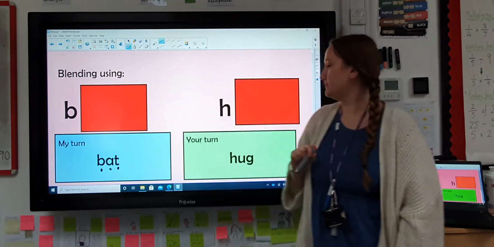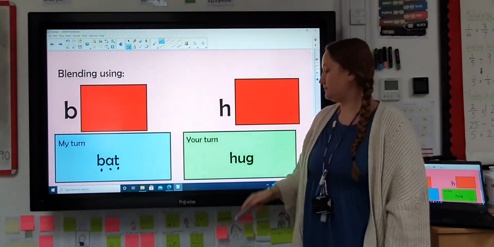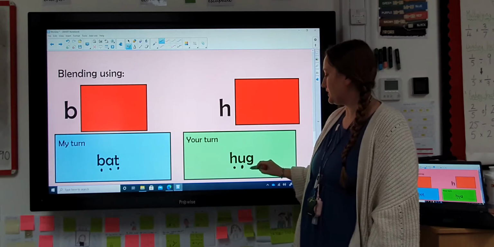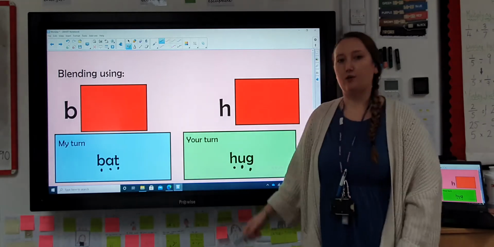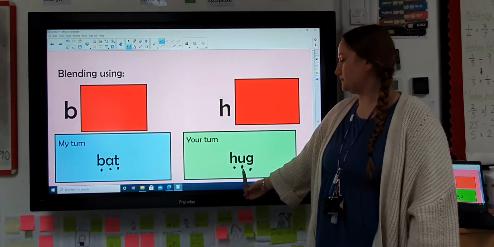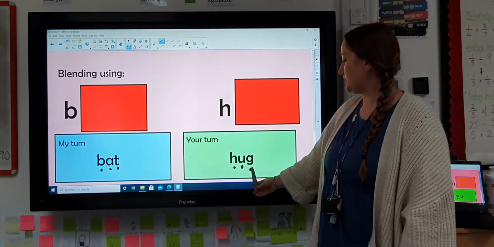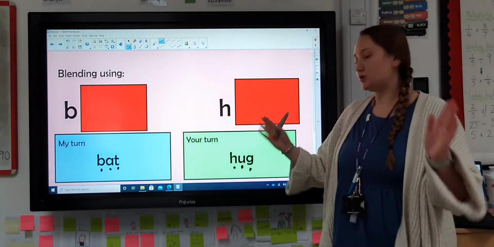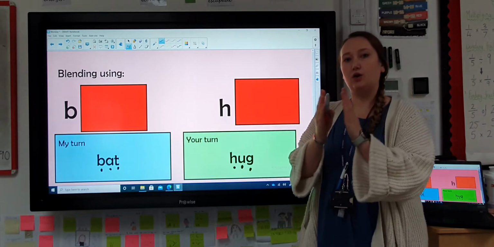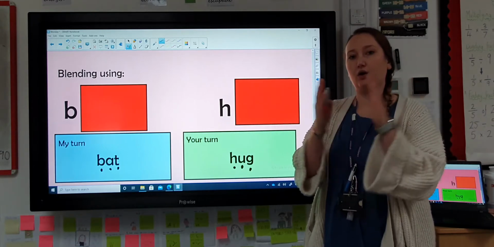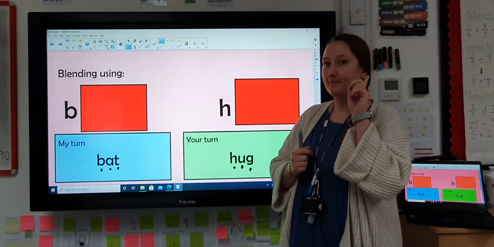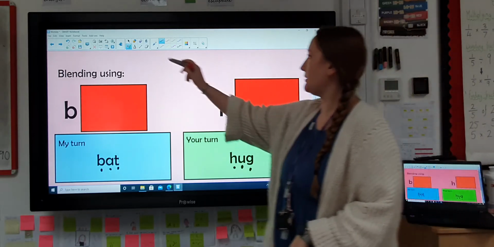So now it's your turn with the H phoneme. Okay, so 1, 2, 3 phoneme buttons. So which phoneme do we have here? H, and this one, U, and this one, G. We're going to push them together and blend the word. H, U, G, hug. What does it say? Hug. Shall we see if it says hug?